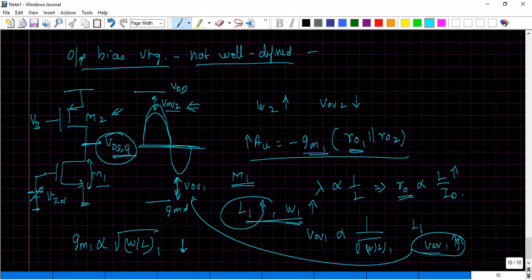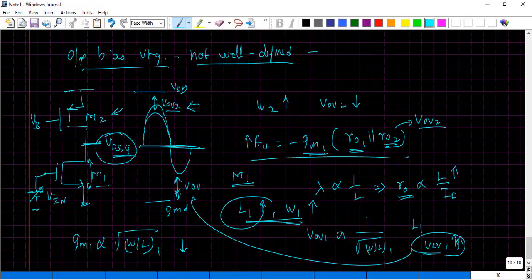The same argument could be applied even for RO2 as well, whereas in the case of RO2, it is only the factor VOE2 that comes into the picture. So here again, I have to work with both L2 and W2 in order to maintain the same value of VOE for a given current. That completes the discussion of the common source amplifier with a current source load.